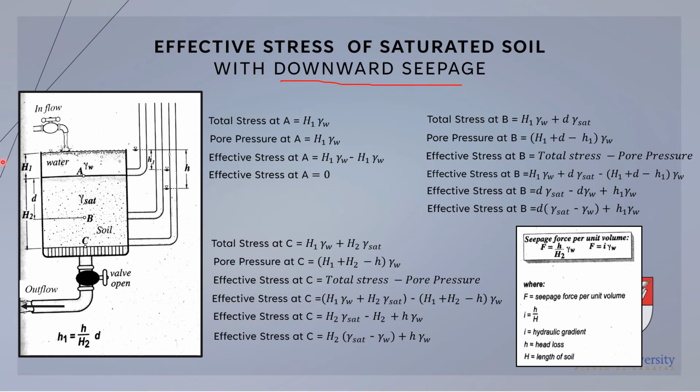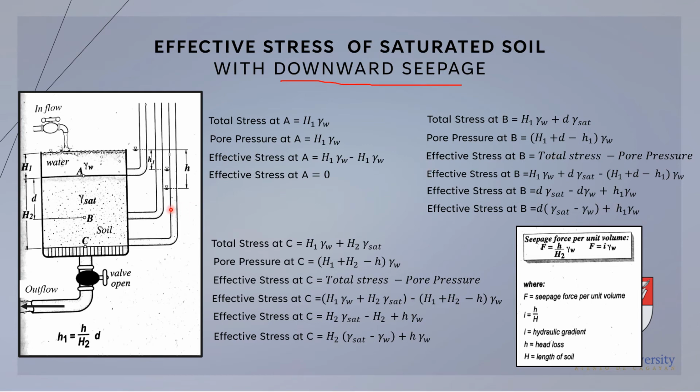So total stress at point A is just equal to H1 times gamma water. Pore water pressure is equal to H1, no? And it times gamma water. So effective stress is just the total stress minus pore water pressure that makes it 0.